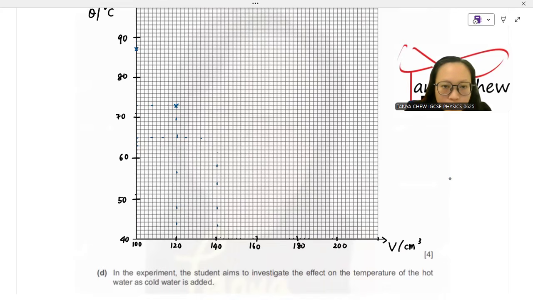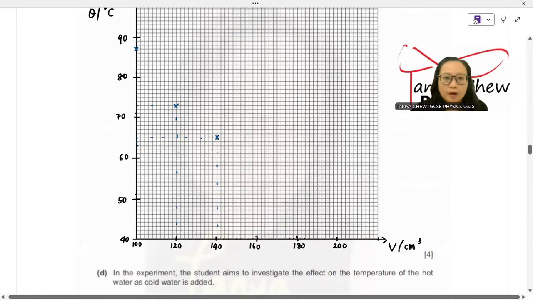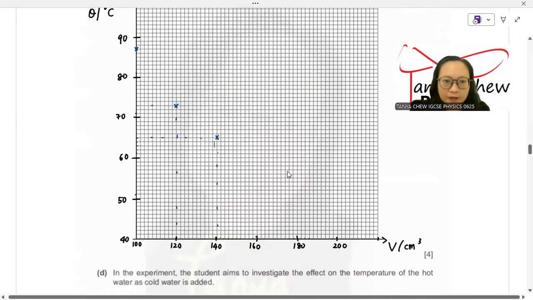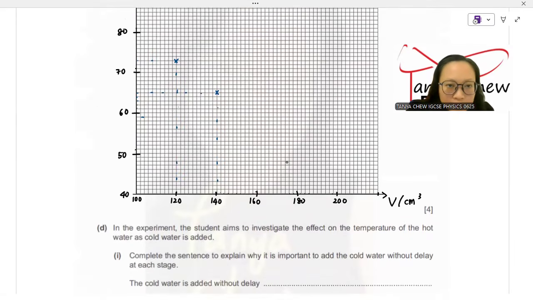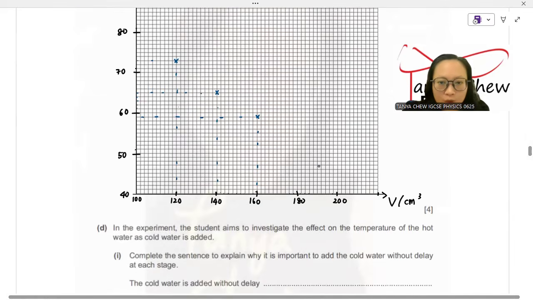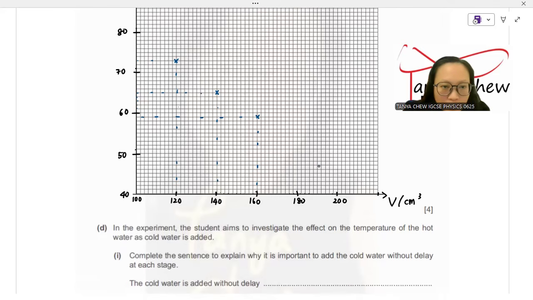So it is here. 160, it is 59. So 59 is here. That's 160 right here. And then 180 is 54. 1, 2, 3, 4 is here.